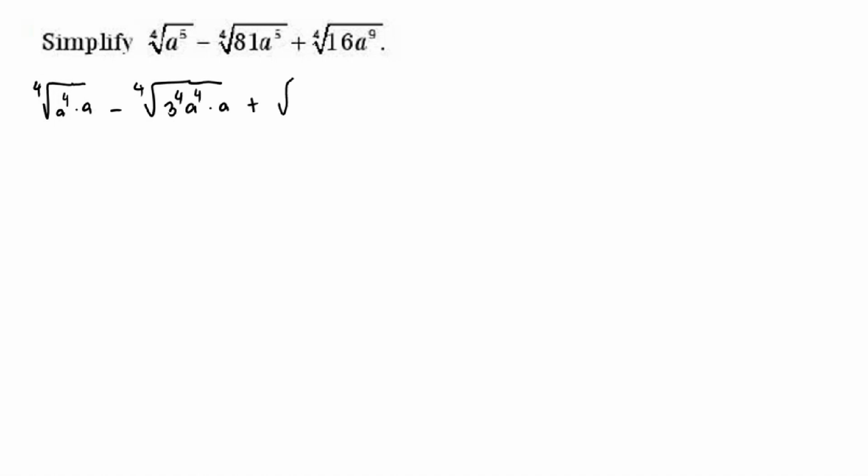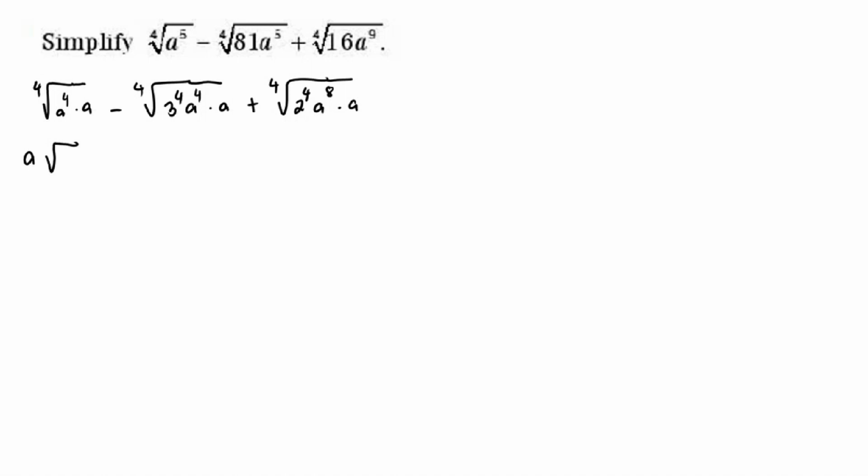Plus the fourth root of, what's the fourth root of 16? We have 2 times 2, 4 times 2, 8 times 2, 16. So we have 2 raised to 4 times a raised to 8 times a. So the factors of a raised to 9 is a raised to 8 times a, because if you multiply that, it becomes a raised to 9, and we can have the perfect nth root of a raised to 8. Now, simplifying this after we factor the radicands, wherein one of the factors is a perfect nth root, the fourth root of a raised to 4 is just a.